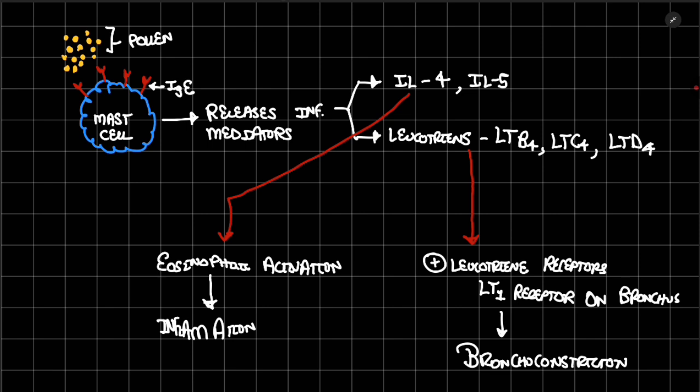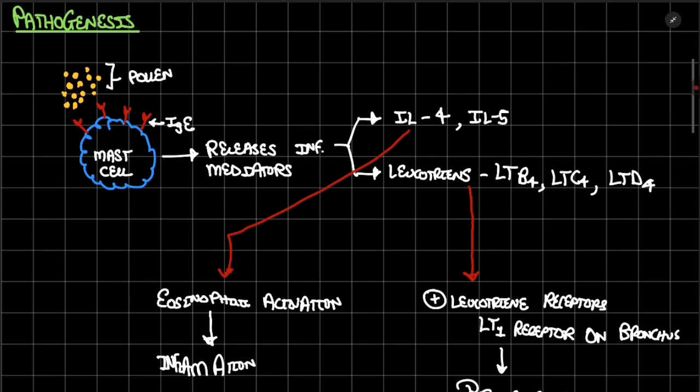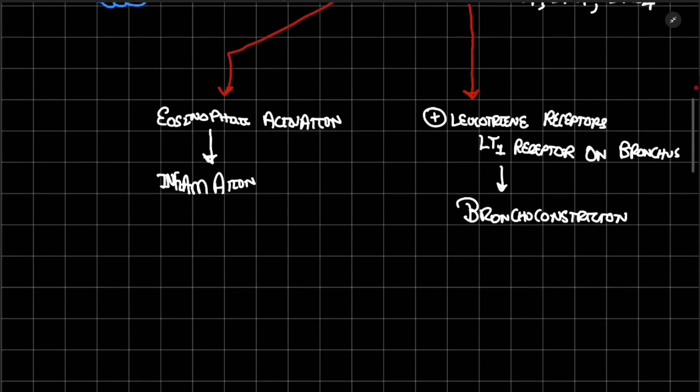What will these interleukins do? They will cause eosinophilic activation. Remember, when you see interleukin 5, remember the fifth alphabet, which is E, so eosinophilic activation. And leukotrienes act on the leukotriene receptors present on the bronchus, and they cause bronchoconstriction. Keep this story in mind. We will come back to it a bit later.